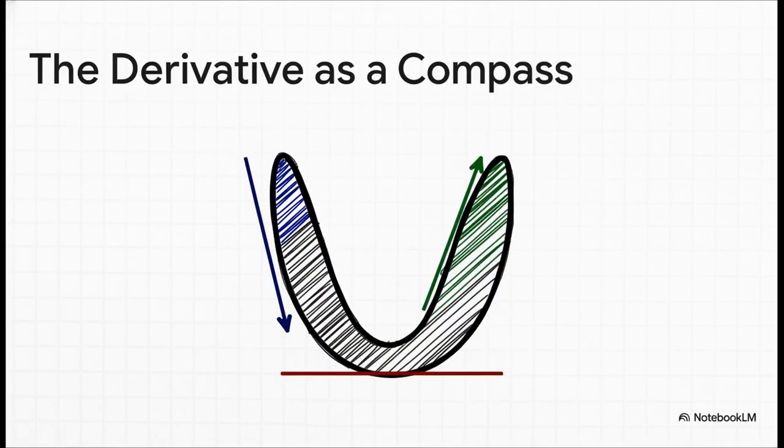So how does this work as a compass? It's actually pretty simple. If we're standing on the left side of a valley, the slope is negative. It's telling us the way is downhill. If we're on the right side, the slope is positive. It's pointing uphill. And right at the very bottom, that perfect minimum we're searching for, the ground is completely flat. The slope, our derivative, is exactly 0.